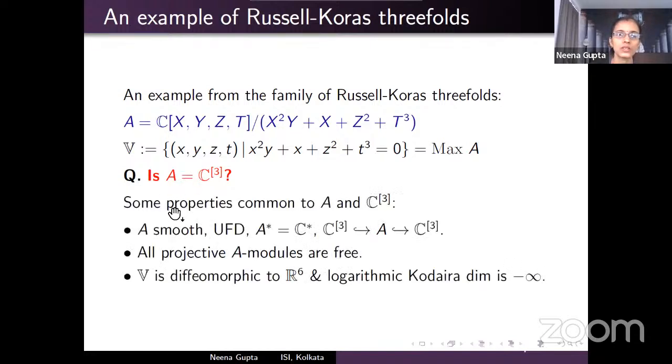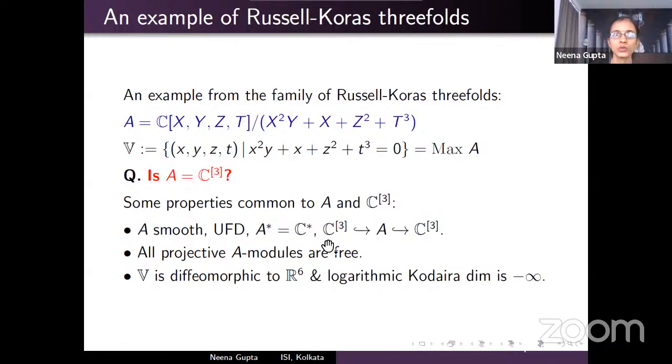The reason was that this ring A had several properties similar to those of a polynomial ring in 3 variables. For instance, A is a smooth ring. It is a unique factorization domain with units being trivial. In fact, this ring A can be embedded inside C3. And not only that, all vector bundles, or the projective modules over A, are necessarily free. The affine variety V is diffeomorphic to the affine 3-space, and its logarithmic Kodaira dimension is also minus infinity.